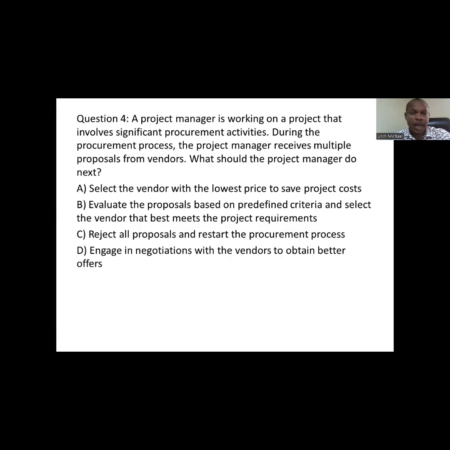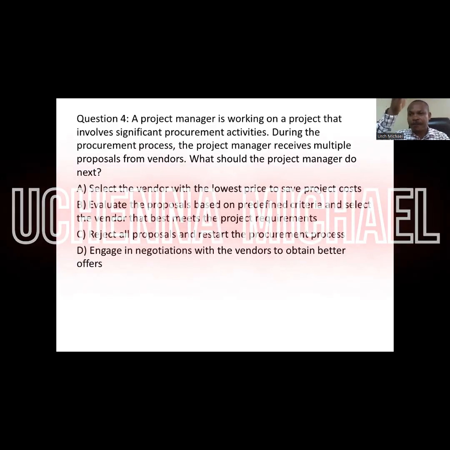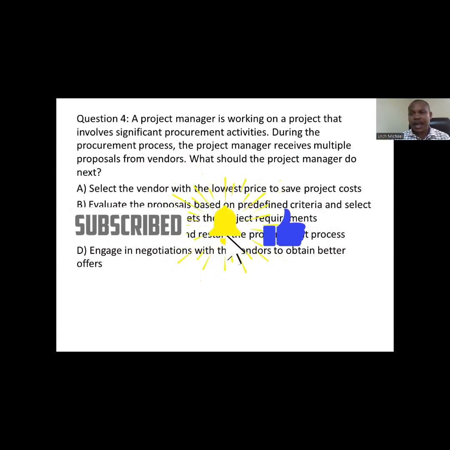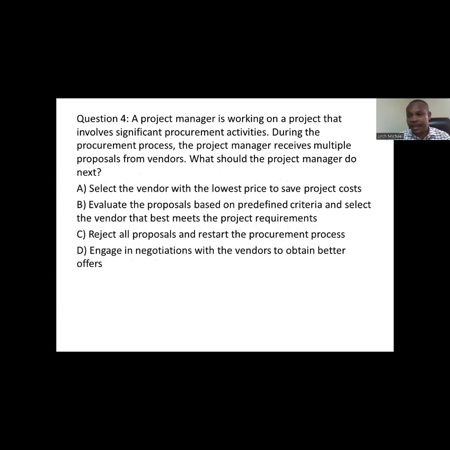There could be, evaluate the proposals based on predefined criteria. That's a very good one. And select the vendor that best meets the project requirements. So when we talk about predefined criteria, you want to select vendors. You have to map out a table, like a matrix. Then you have number 1, your first criteria, the lowest, reasonable price. The next criteria is reliable, somebody you can trust. Then the next one is somebody who can actually stand in, who can be effective.